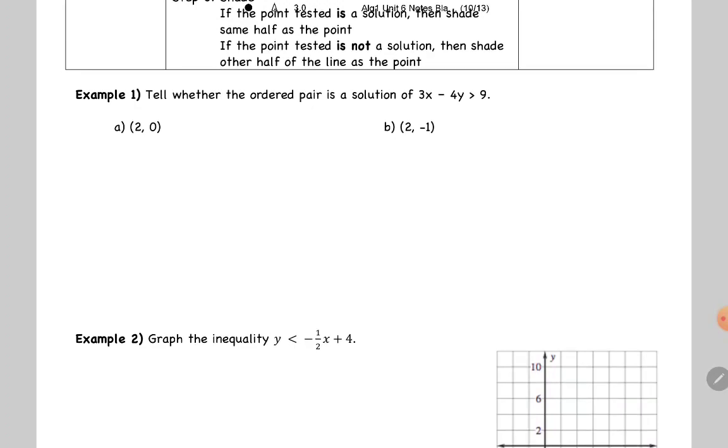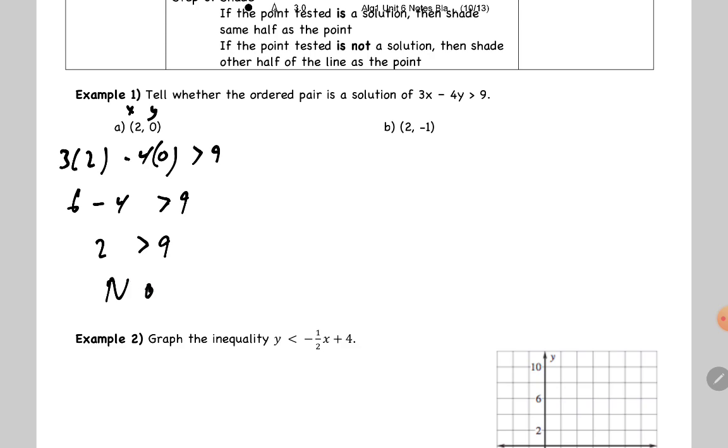So example 1. Tell whether the ordered pair is a solution of this inequality here. Remember, first one's x, second one's y, and we're just going to plug them into the equation. So 3 times 2 minus 4 times 0, is that greater than 9? 6 minus 0, is that greater than 9? 6 is greater than 9? No, not a solution.